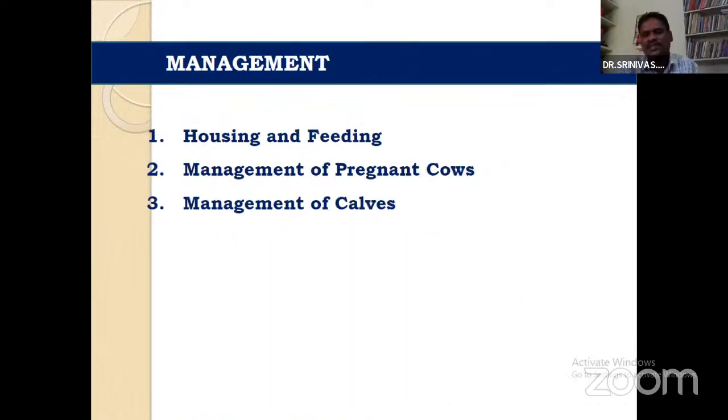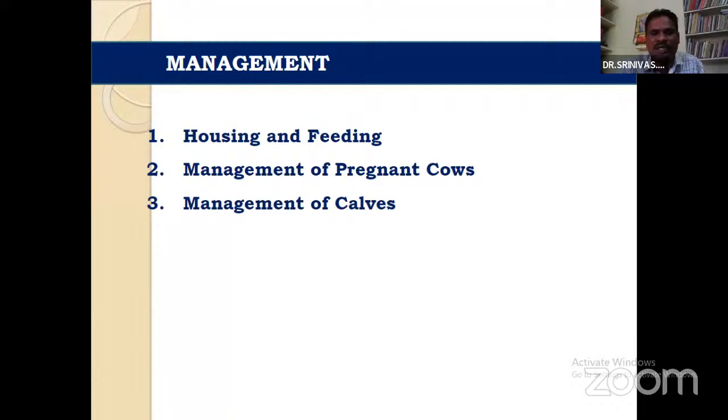The structure of their stomachs varies from ours. If we know these things, we will never feed those things. Concentrates you can feed, but only up to a limited quantity. So during the feeding of cows, you should take care of all those things. Even for pregnant cows, in dairies we have very strict maintenance. We have different feeding schedules for them.